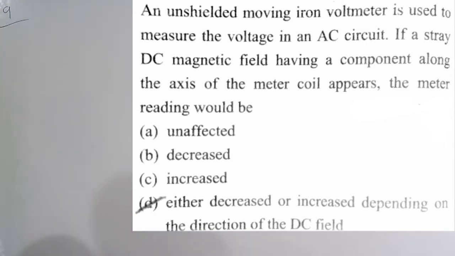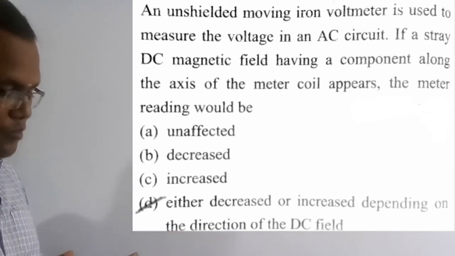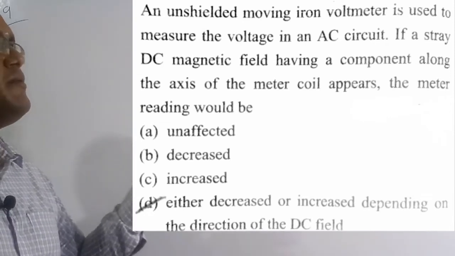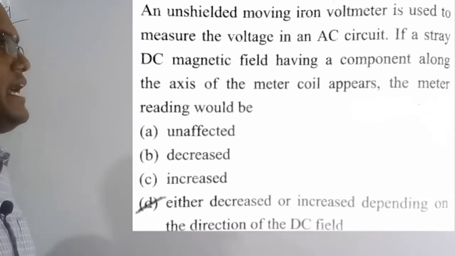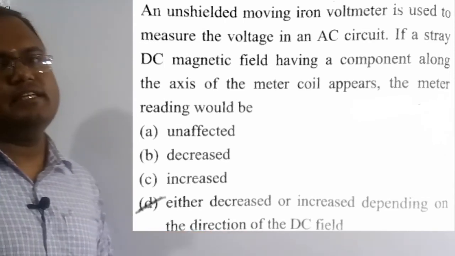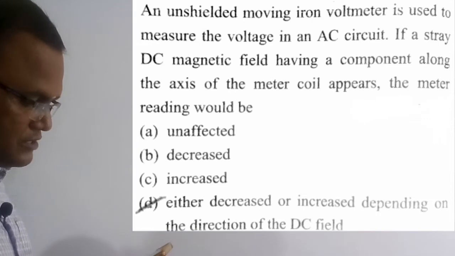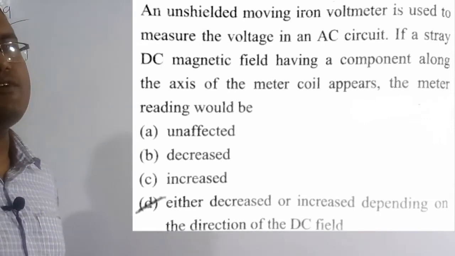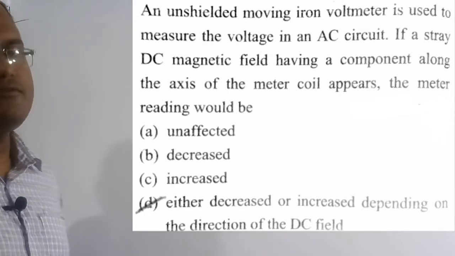Suppose in this question they are given an unshielded moving iron voltmeter. From outside we are going to supply some magnetic field along its axis. Then what is the effect on the reading, whether it is increased or decreased, we need to figure out. So what are the four options? Either decreased or increased depending upon the direction of the DC field. So option D is the correct solution of this question.